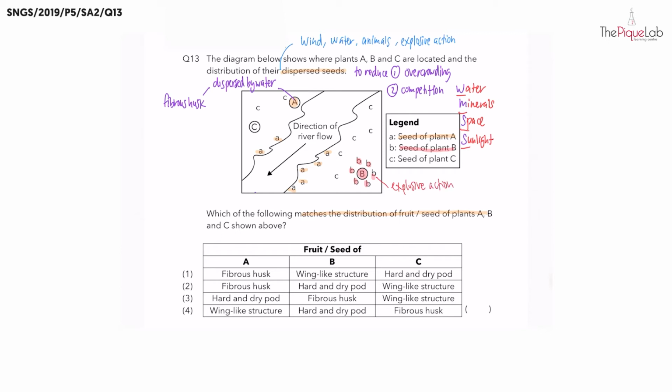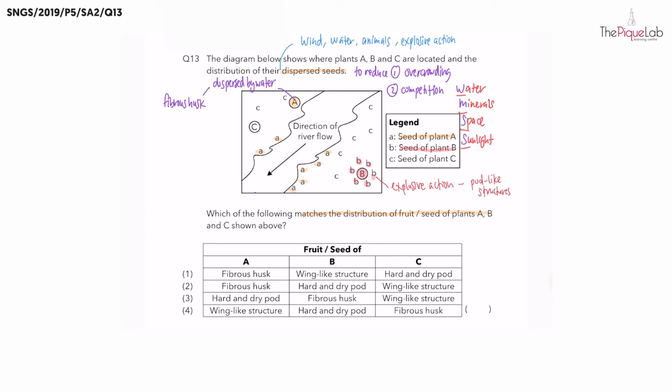And what characteristic would fruits dispersed by explosive action have? These fruits would have pod-like structures. And the pod-like structures will split open when the fruit is ripe, throwing the seeds around the parent plant.